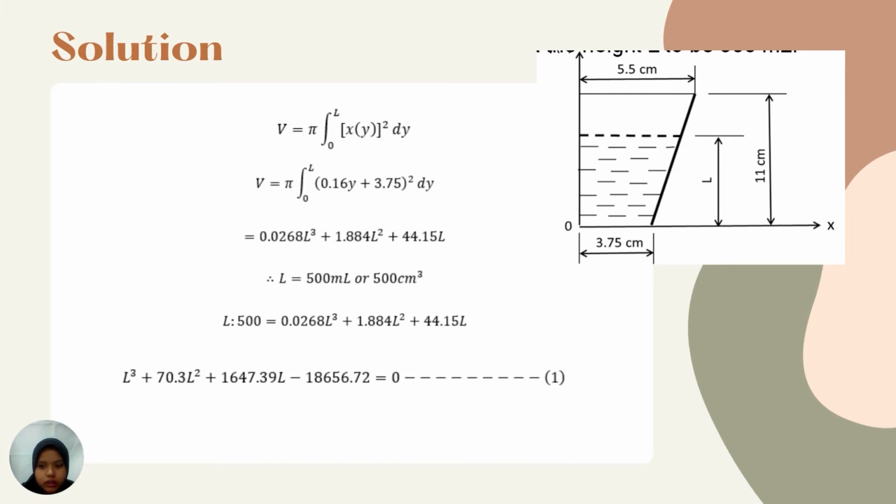In alternative form, it is L to the power of 3 plus 70.3 L to the power of 2 plus 1647.39 L minus 18,656.72 equal to 0, for equation 1.